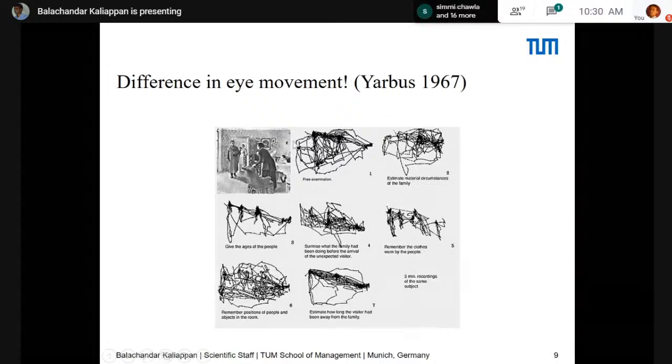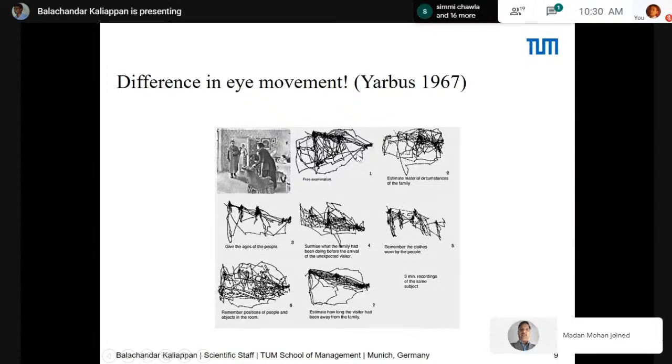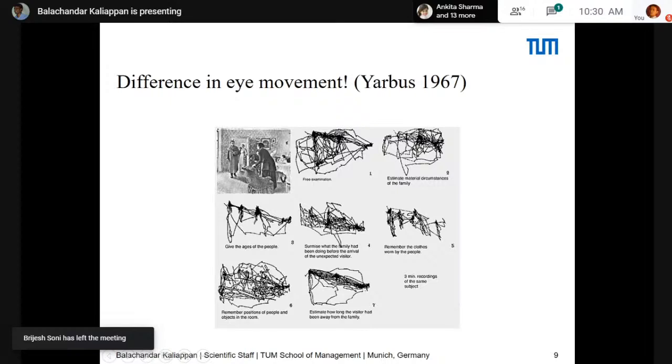And this is the movement of the eye that is captured with the device. So this line represents how the eye moved from one place to another place. Then Yarbus asked, now estimate the material circumstances in the family. Just look at the picture and say whether they are poor or rich.